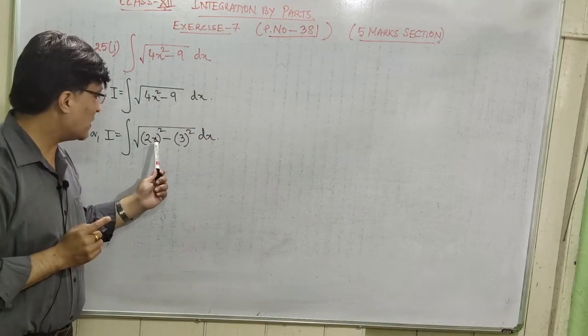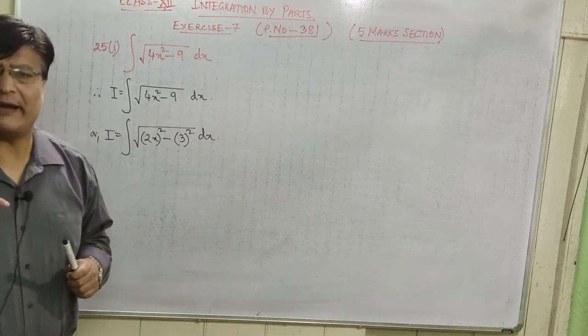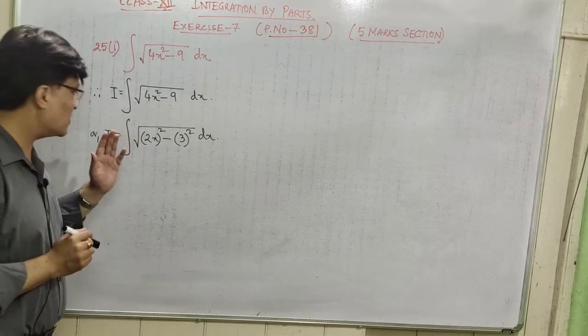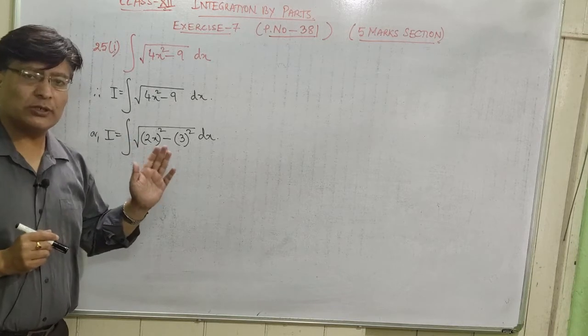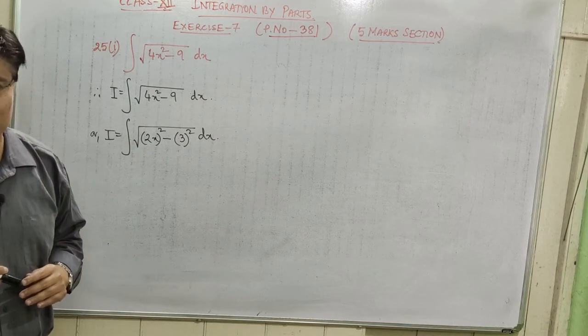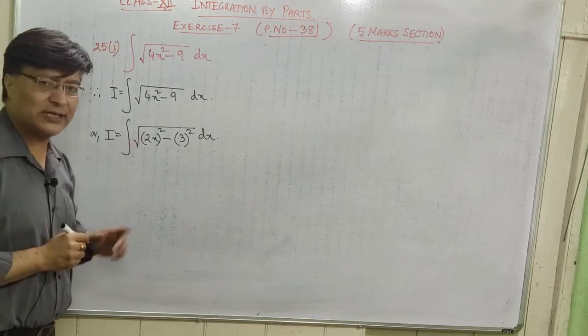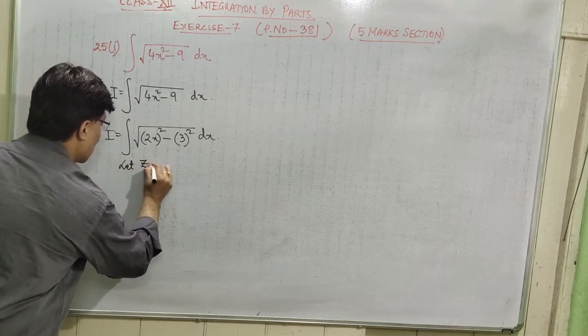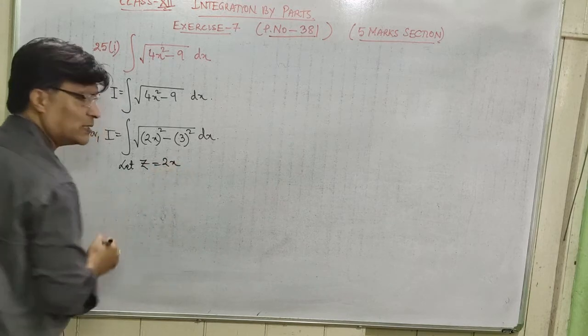Now, since the coefficient of x here is 2, you cannot directly write down the standard integral form. So in this case, first of all, you should do the method of substitution. That is, let us assume z is equal to 2x. So let z is equal to 2x, right?